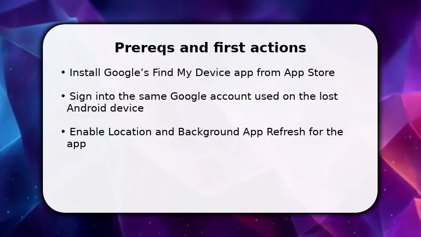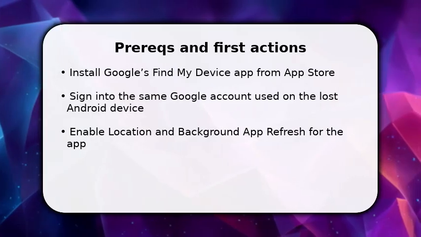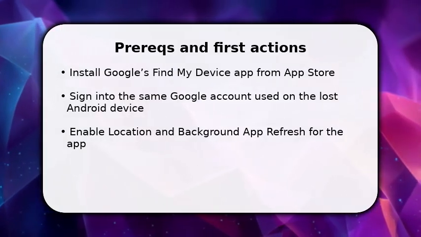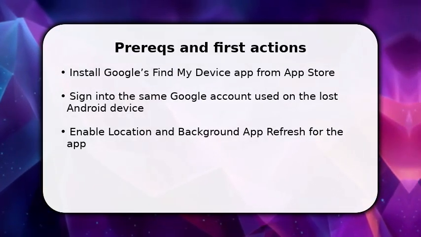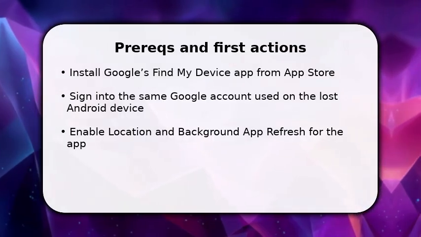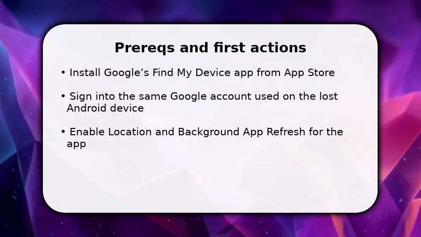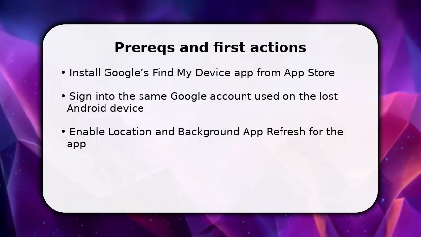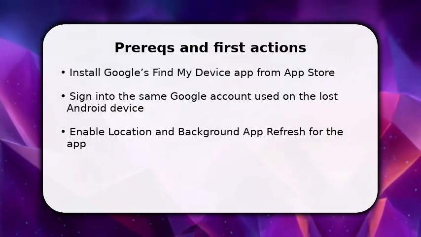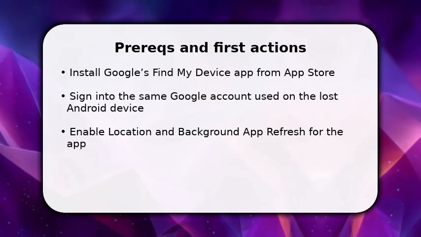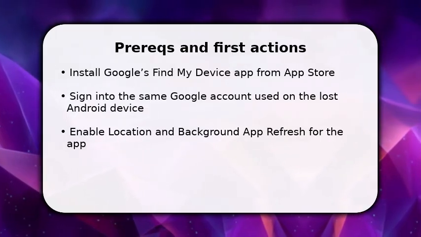You'll start by getting the app and giving it permission. Install Google Find My Device on your iPhone, then sign in with the Google account tied to the missing device. Once done, allow location access and background app refresh so the service can query device location. Make sure notifications are allowed so you see alerts.